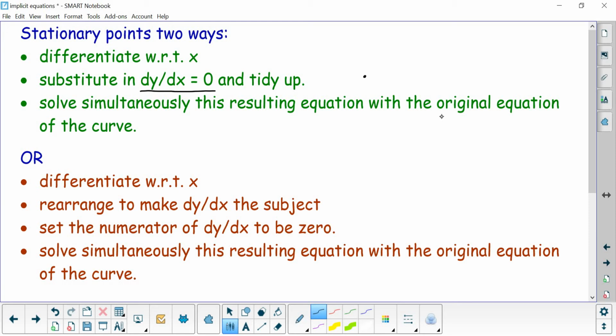The alternative method, you differentiate straight away, and then this time you rearrange to make dy by dx the subject. And once you've got that, you know that dy by dx is quite often, for implicit equations, a fraction, and you know that has to equal 0. So that's the same as saying that the numerator has to equal 0. That gives you your equation that has to be true for stationary points, and you solve that simultaneously with the original equation because the point lies on the original curve.